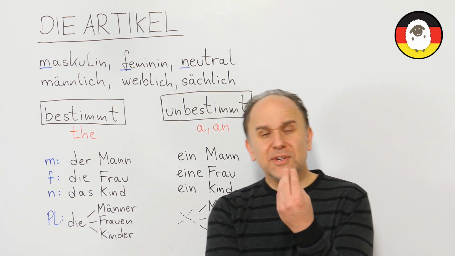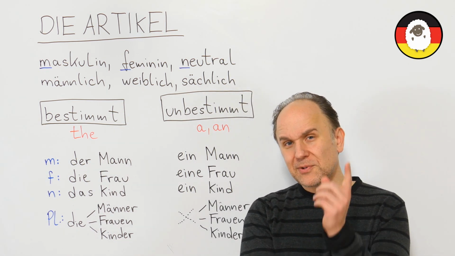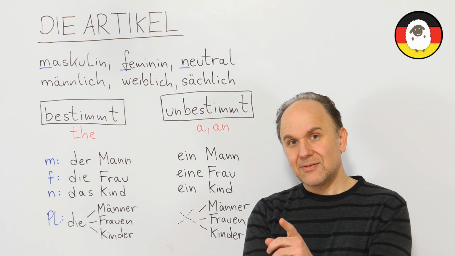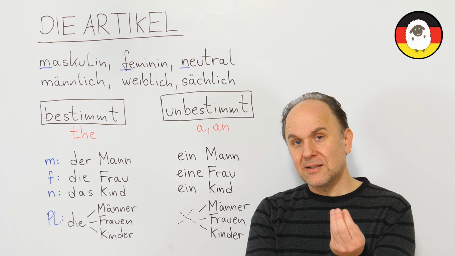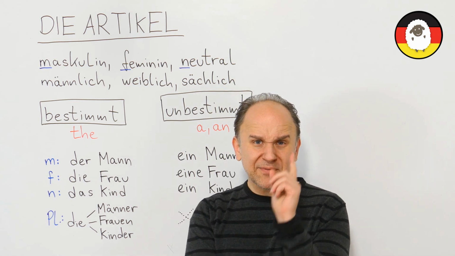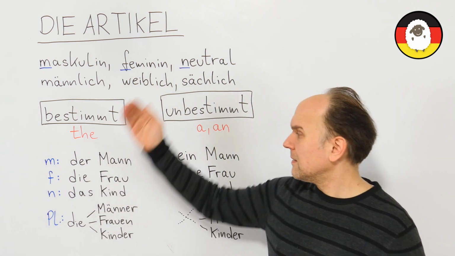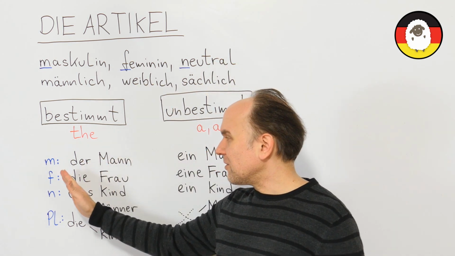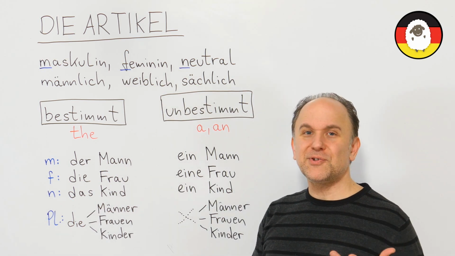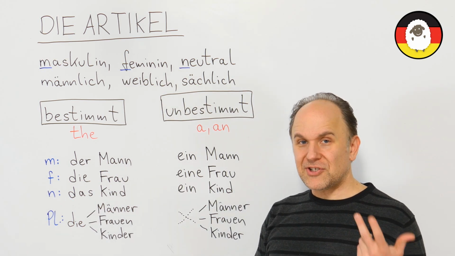Now, for every new noun you learn in German, you have to learn the article with it. You have to learn the gender with it. You have to learn whether the noun is male, female, or neuter. And there's something very important. The grammatical gender of a noun doesn't have to do with the biological gender.